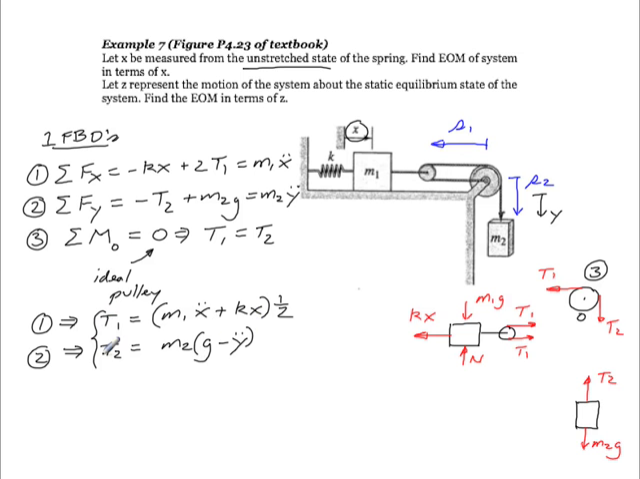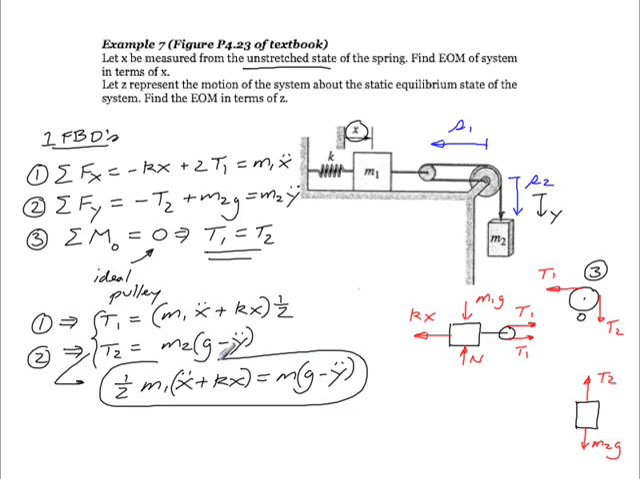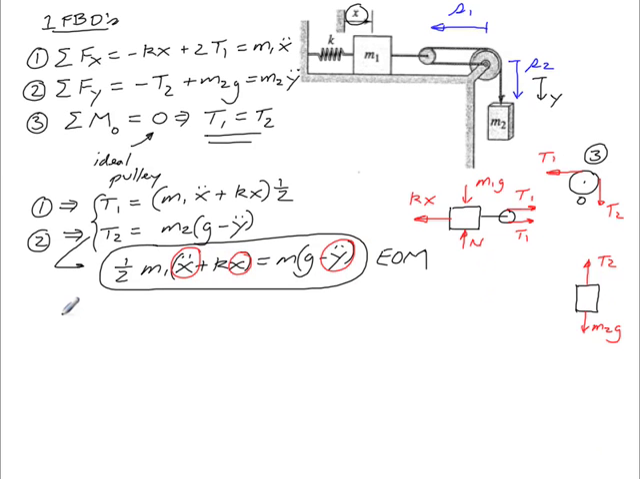If T1 equals T2 from here, we see that our equation of motion, I should say, is 1/2 of M1 X double dot plus Kx, and that's equal to M2 g minus Y double dot, like that. So that looks like we're getting close to what our equation of motion has to be. We have 1 degree of freedom. The catch here is, of course, we've got a Y and we have X's on this side. Okay, so we have to use our step 3, our kinematics.